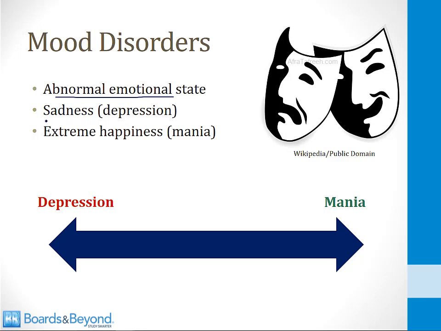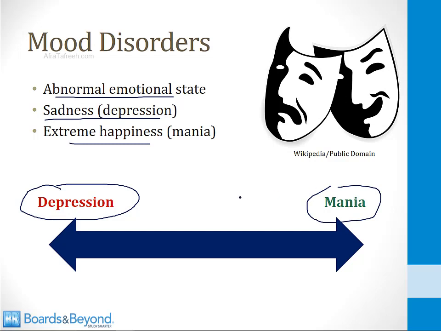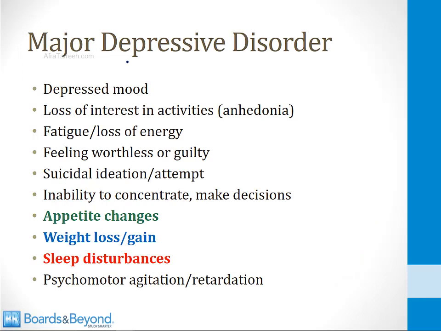So patients who have extreme sadness are said to have depression, and they're at one end of the mood disorder emotional scale. Patients who have extreme happiness and high levels of energy and activity, those patients are said to have mania, and they're at the other end of the scale. So most people think about mood disorders as occurring along this spectrum. Let's start by talking about major depressive disorder, which most people just call depression.